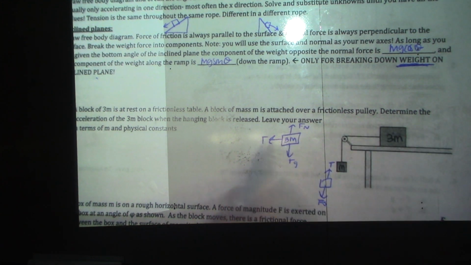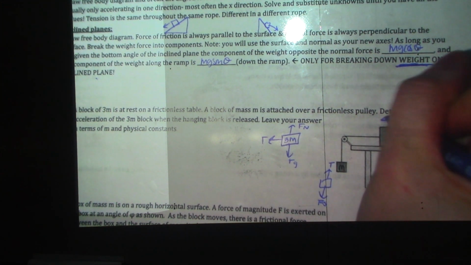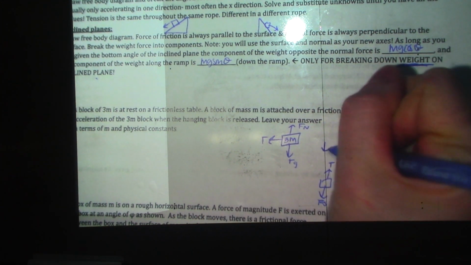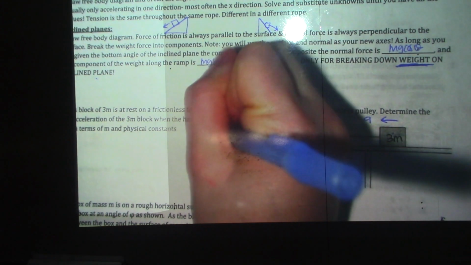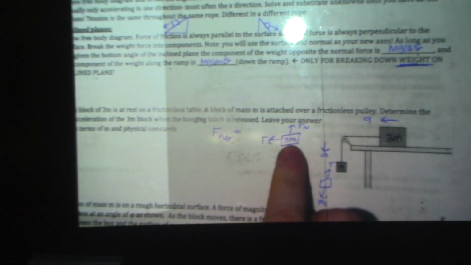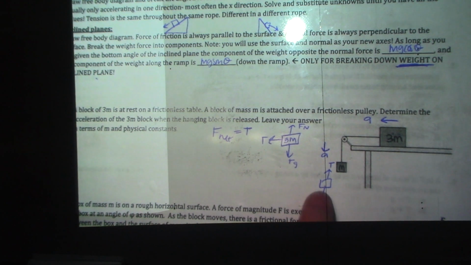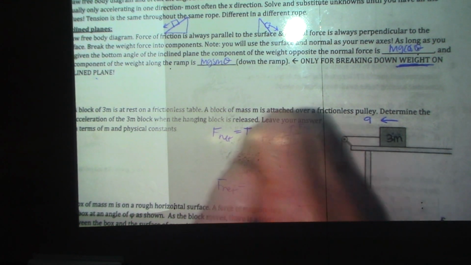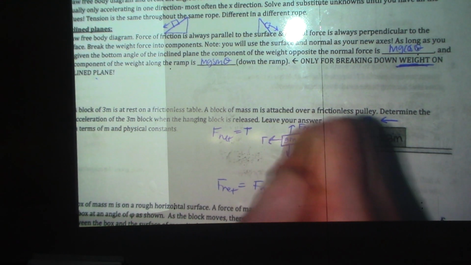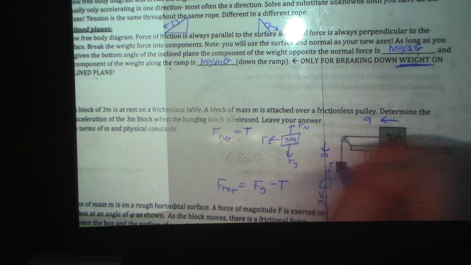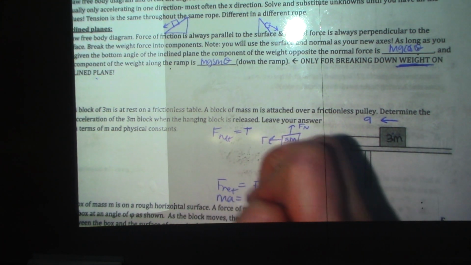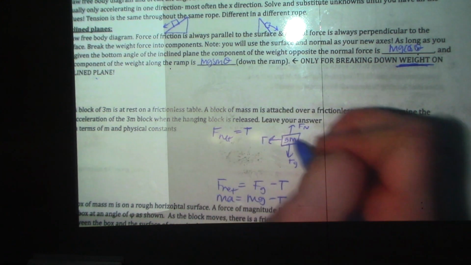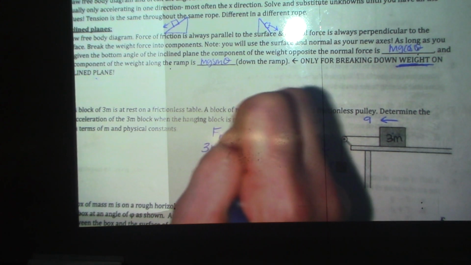And then now we're going to write our net force. This guy is going to accelerate sideways. This one's going to accelerate down. So then my net force for 3M is just going to be T. My net force for this guy is going to be Fg minus T. And then now we replace. This was M, so MA equals Mg minus T. And this guy was 3M, so 3MA equals T.